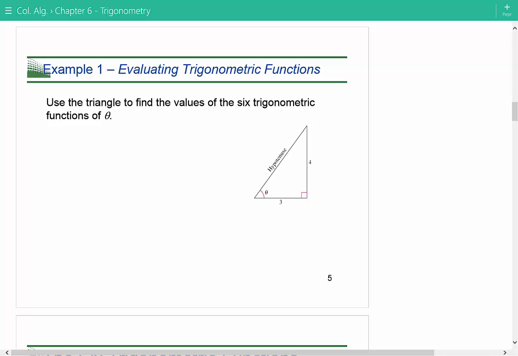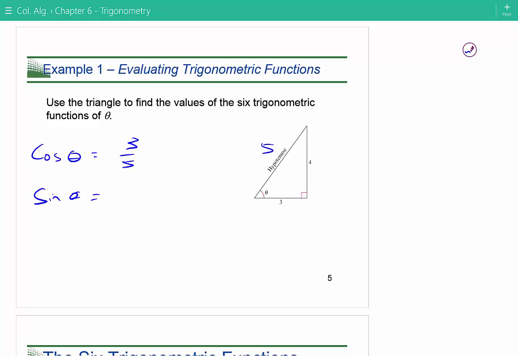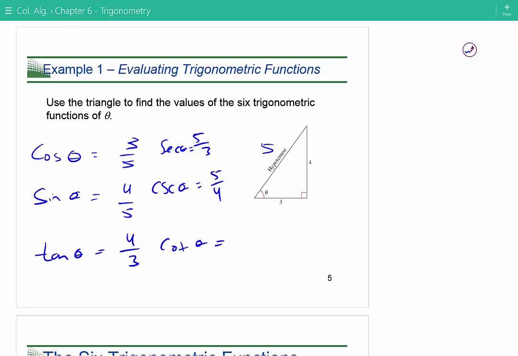So we could fill out all 6 of these trig functions in terms of an example then. If we did the Pythagorean theorem, we get the hypotenuse is 5, and we could find the cosine of this angle theta is adjacent over hypotenuse. The sine of this angle is opposite over hypotenuse, and the tangent of this angle is opposite over adjacent. Now we just switch those. If you want to find secant, you'd do 5 over 3, secant of theta. If you want to find cosecant of theta, you would just do the reciprocal of sine. And if you want to find cotangent of theta, you just do the reciprocal of tangent.